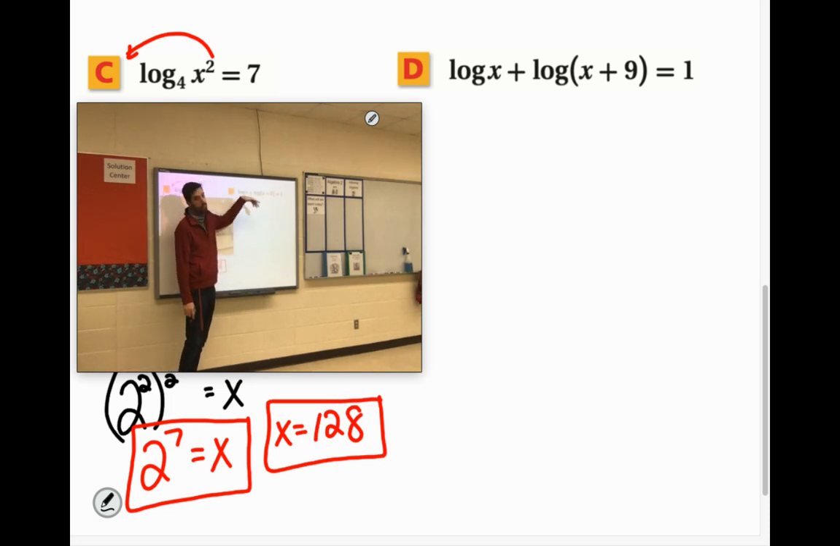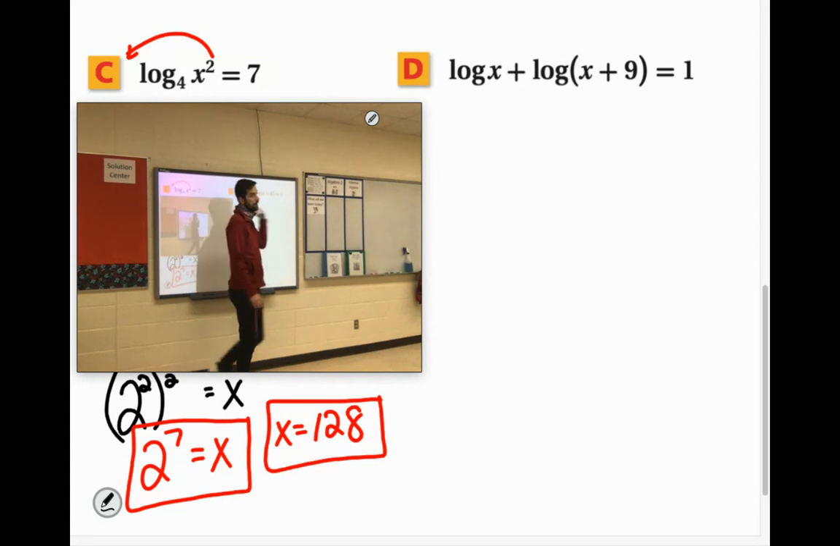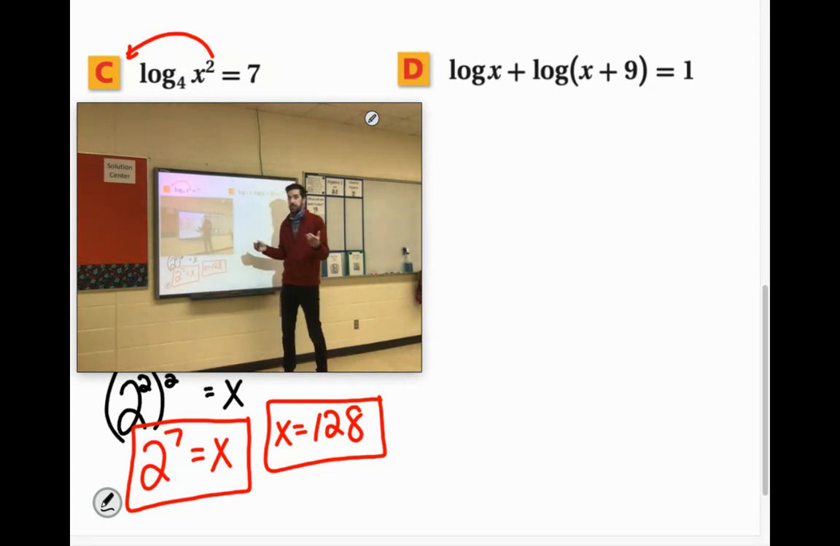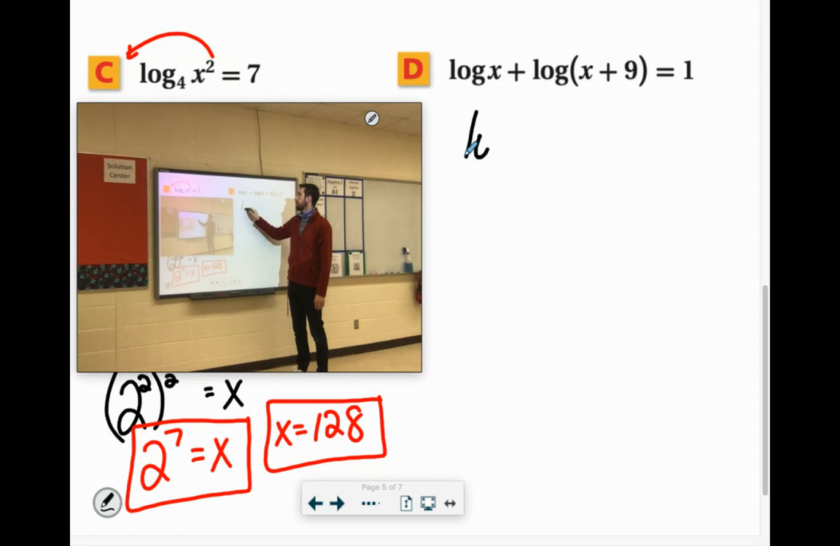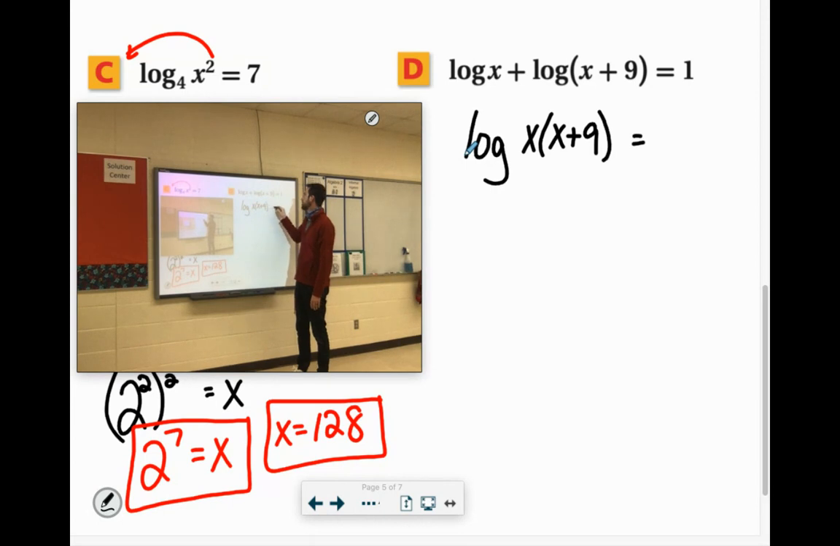log x plus log x plus 9 equals 1. They have the same base. They're both base 10. So remember, if it's addition and they have the same base, you can multiply those two things. So we're going to bring them together, and we'll make it x times x plus 9.